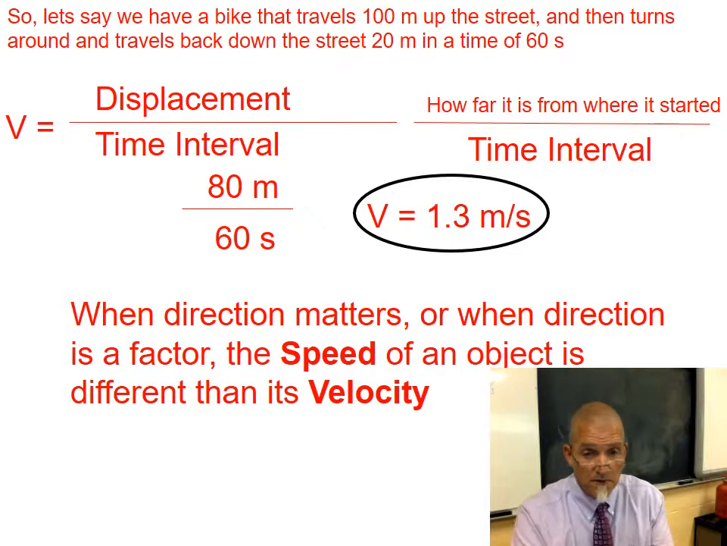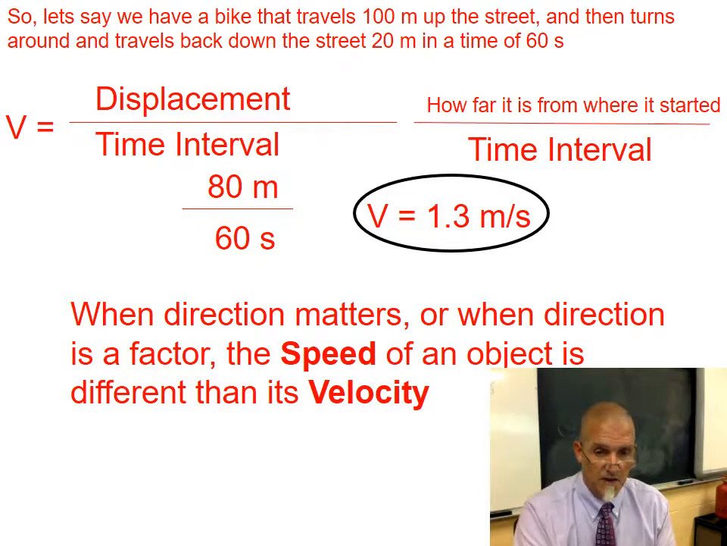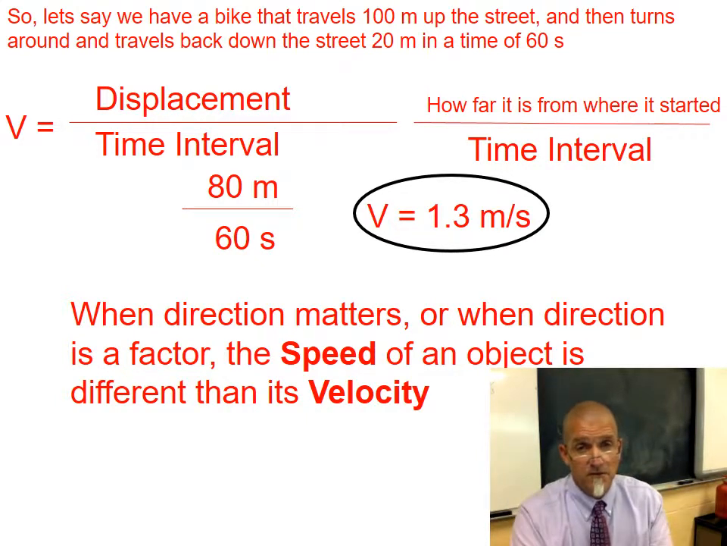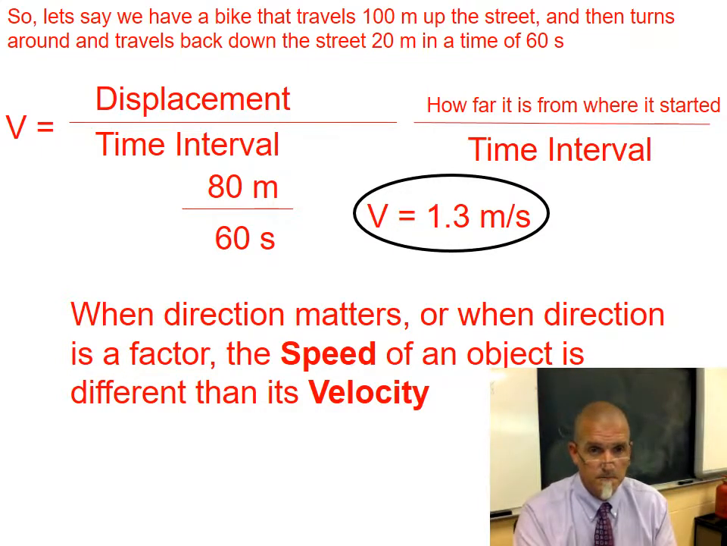If the direction doesn't matter, or the direction doesn't change, if it's a consistent direction, then the speed and the velocity will be exactly the same. Differences between speed and velocity: many times very much the same idea with some important distinctions.